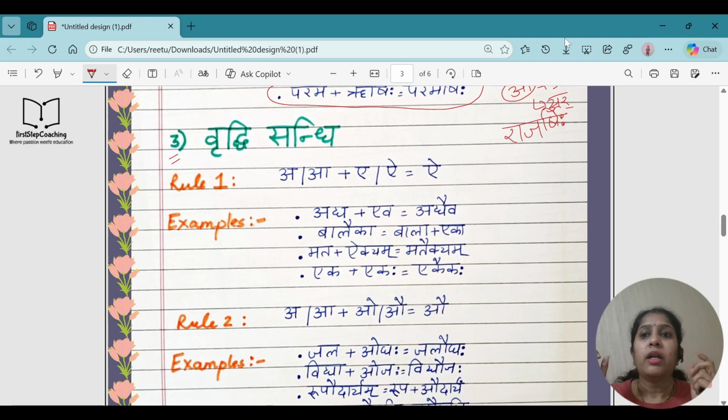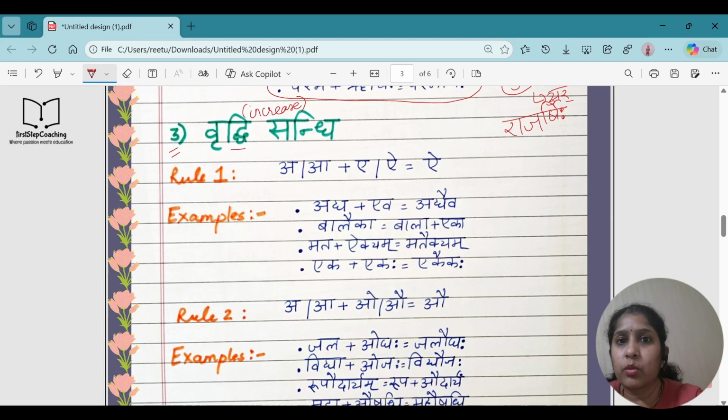So we have completed Gun Sandhi, we have completed Dirgh Sandhi. Now we have come to the third type of Swar Sandhi, which is Vriddhi Sandhi. Vriddhi means increase. Vriddhi means increase. So in this, what happens? There are two rules in that. This is the smallest one.